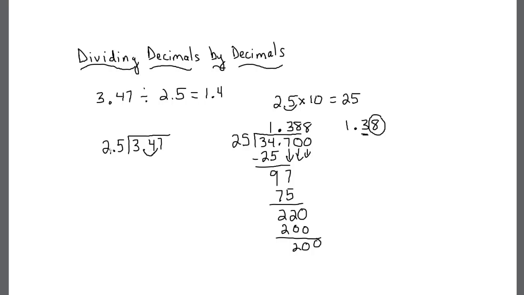So if we come up here to this original question, when I multiplied both of these numbers by 10, the final answer is going to stay the same. Again, as long as you're consistent and you multiply this by 10 and that by 10, you're okay. All right, so that's dividing by decimals. Decimals by decimals.